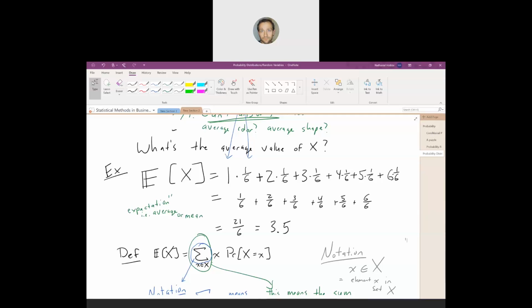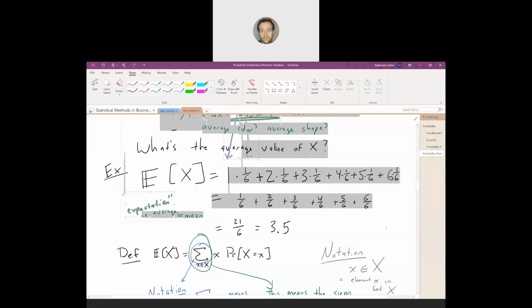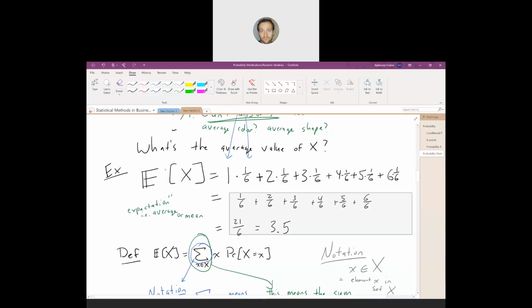Let's see. I would like to pick on somebody to answer a question about this. For anybody who feels comfortable with this, if this is an okay idea for you, if you get it, I want to ask you a question about gambling.